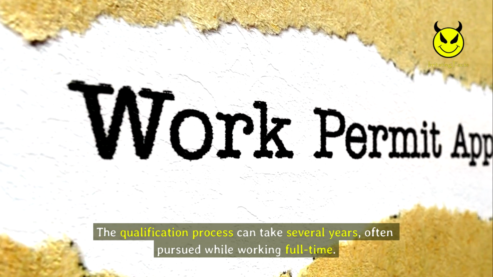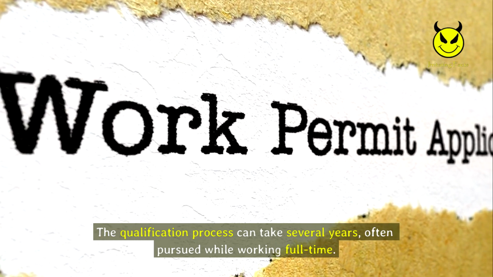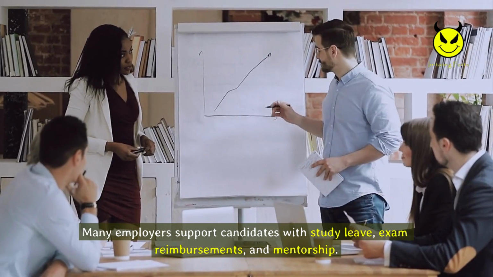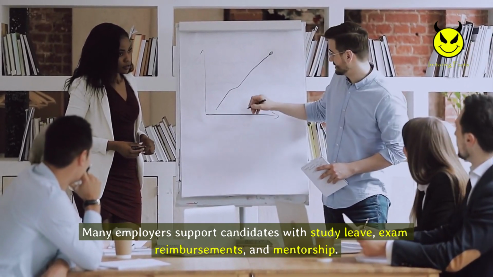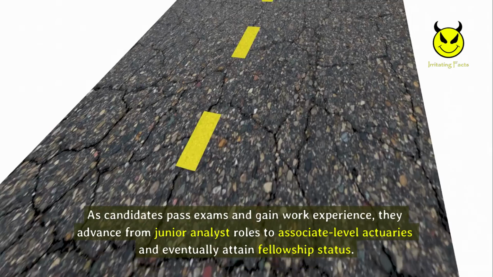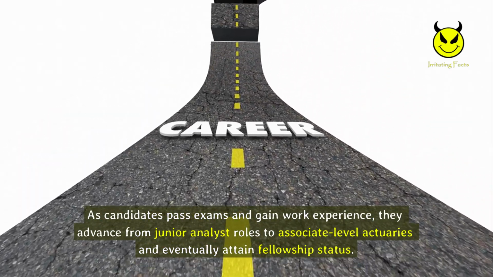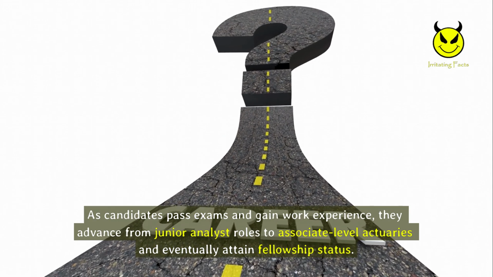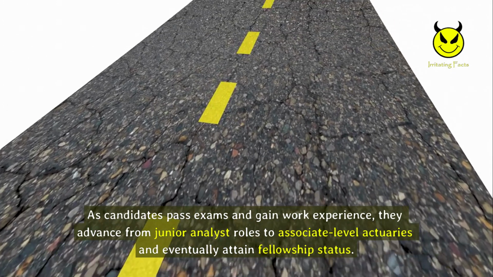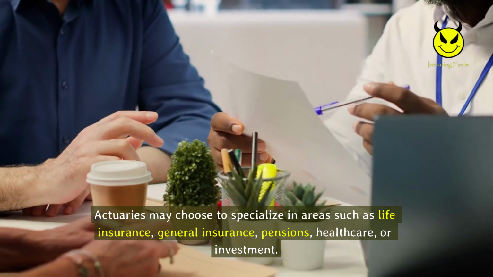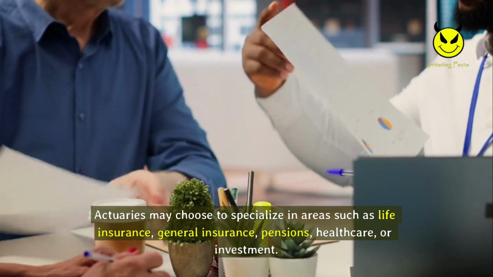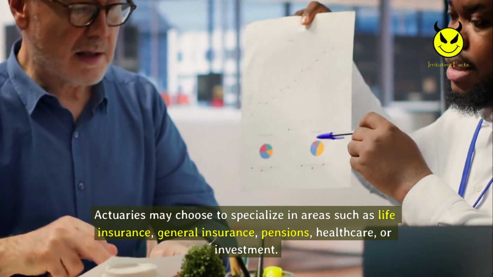The qualification process can take several years, often pursued while working full-time. Many employers support candidates with study leave, exam reimbursements, and mentorship. As candidates pass exams and gain work experience, they advance from junior analyst roles to associate-level actuaries and eventually attain fellowship status. Actuaries may choose to specialize in areas such as life insurance, general insurance, pensions, healthcare, or investment.